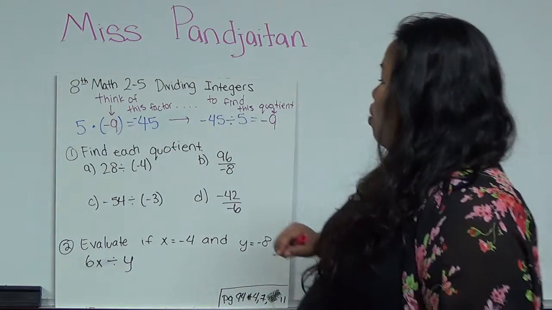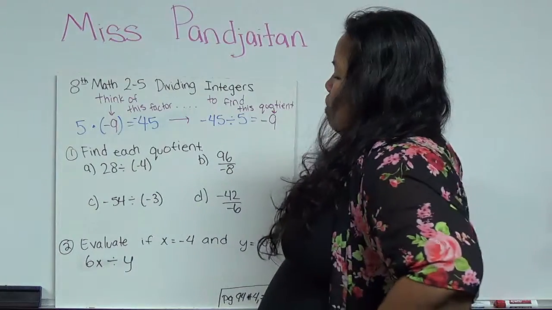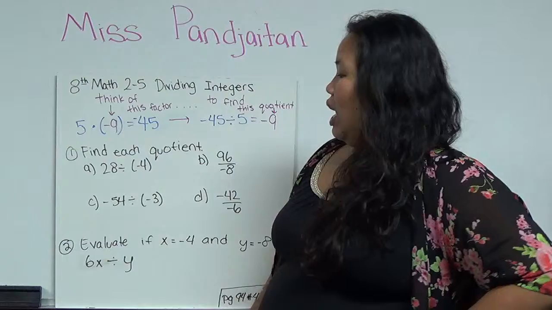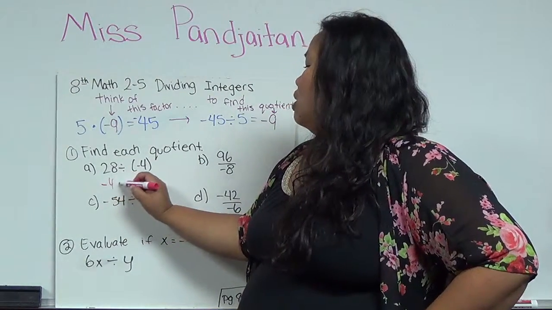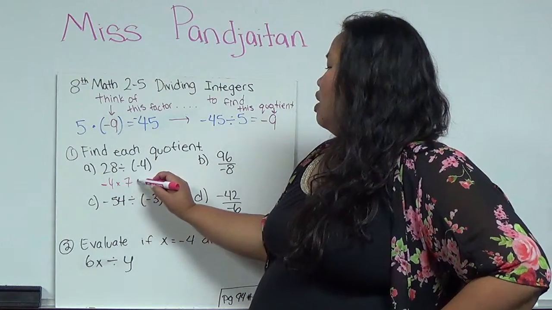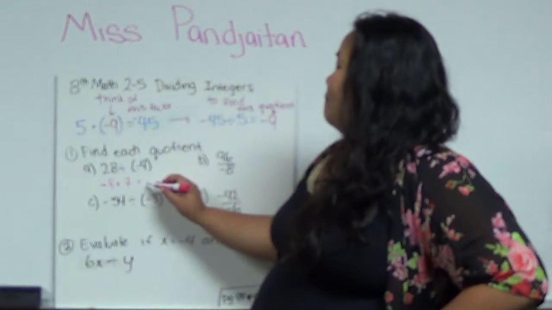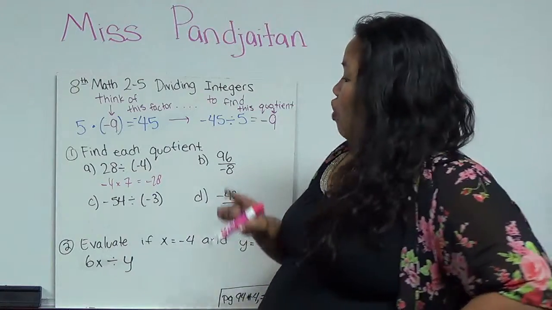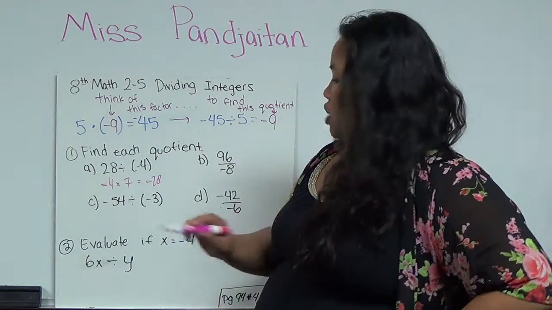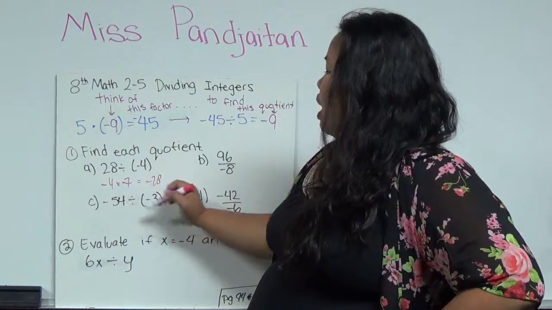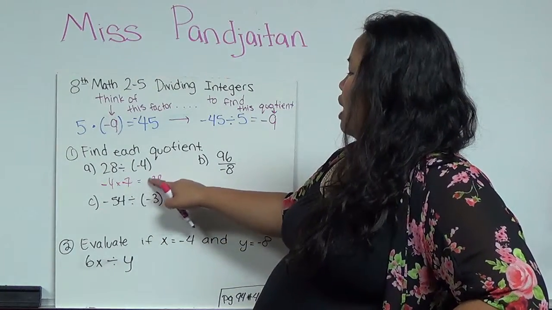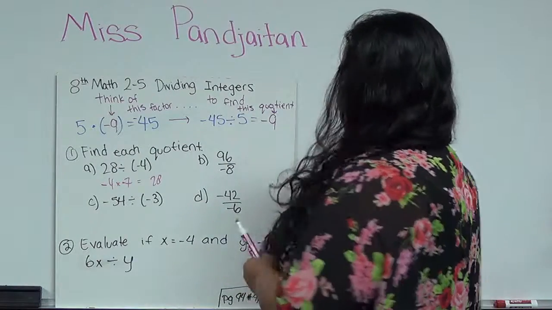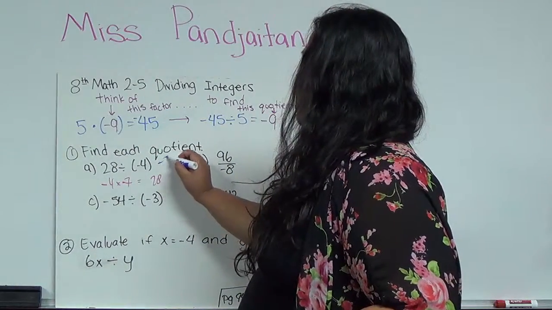Okay, so when we have 28 divided by negative 4, I'm thinking, what do I multiply negative 4 with to get me 28? Well, negative 4 times 7 gives me negative 28. But I'm not looking for negative 28. I'm looking for positive 28. So what do I need to change? Well, I need to change this to a negative 7 because these two negatives then cancel out, giving me a positive 28. So my answer is negative 7.